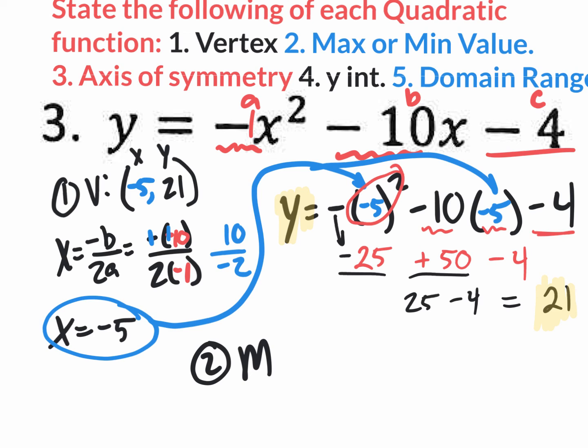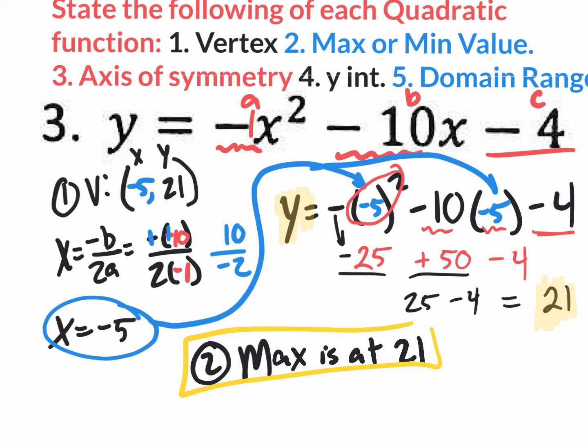Alrighty, so we know that because this opens down, it's going to reach a maximum value. So we have max. And what is the maximum value at? Max is at what? 21. At 21. That's right. That's a perfectly good answer right there. You could have also said, instead of max is at 21, you could have given the actual coordinate of the vertex, -5, 21. Or you could have said the max is at the y value of 21. Sorry. Can you also say max is 21? Max is 21. Yes, that's fine. So all those are perfectly fine.